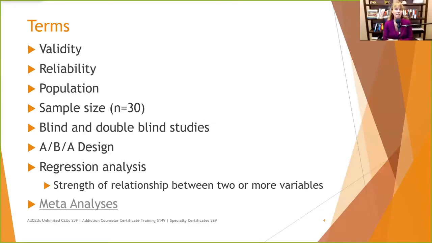Blind and double-blind studies. Now, when we do counseling, it's not possible to do a double-blind study. A blind study is when the client or the participant doesn't know whether they're getting the placebo or the treatment. The double-blind study means that the person doing the treatment and the person receiving the treatment, neither one of them knows which one is placebo or the control group and which one is the treatment. You can't do counseling without knowing what you're doing, I hope. So you're not going to ever do a double-blind study.